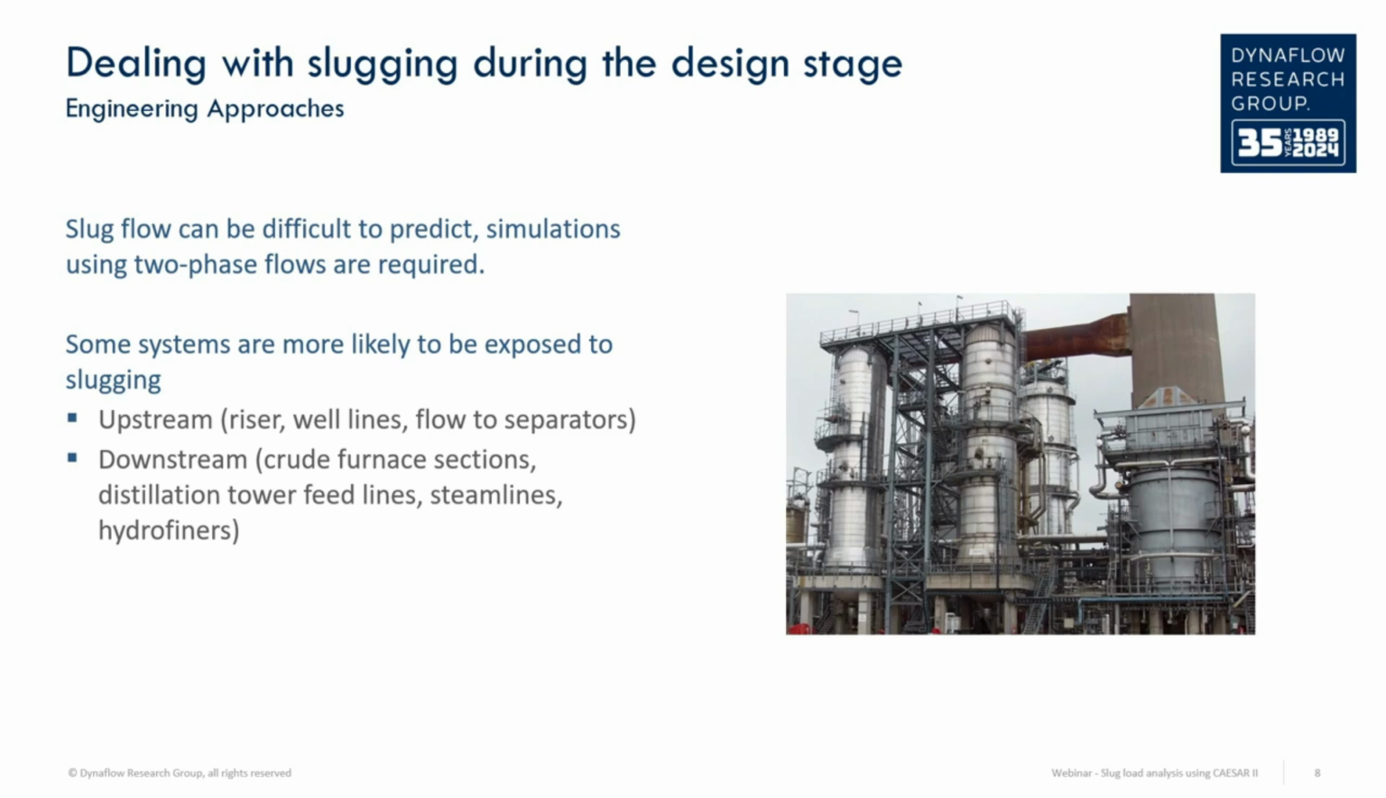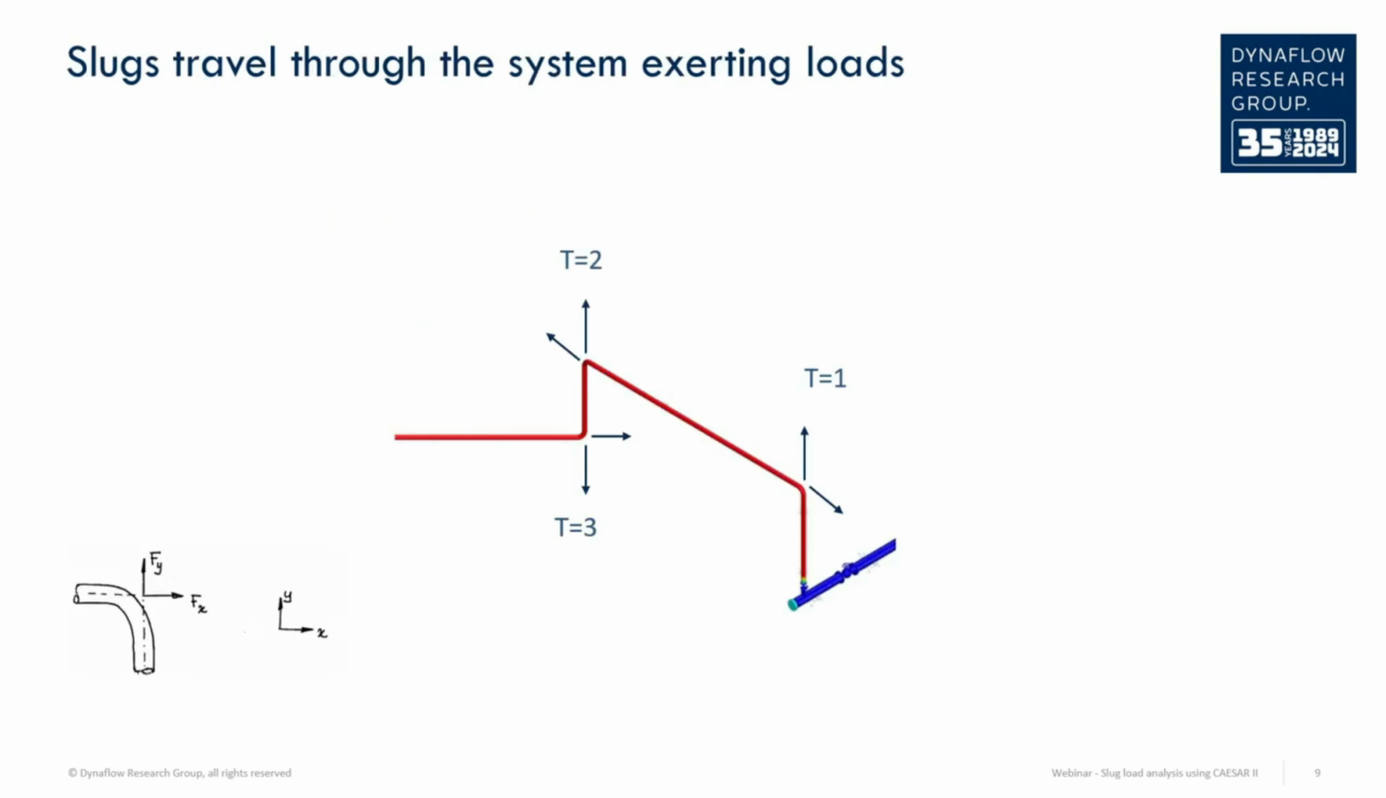It is not easy, however, to predict slug flow. Special two-phase flow software is required to predict the flow behavior and to obtain characteristics for the slug required for our stress analysis. So why can slug flow be a problem?